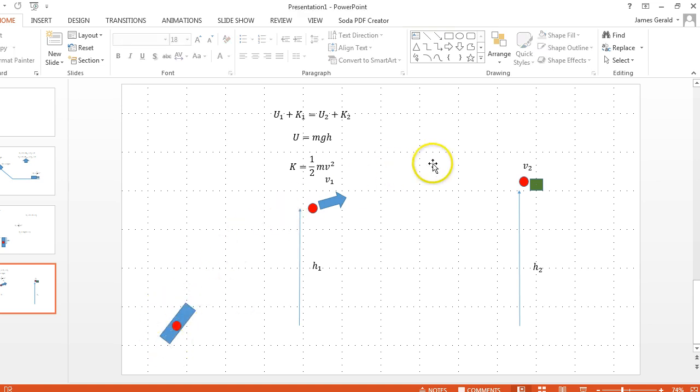All right, when it hits over here, what is the velocity of the projectile at that point? All right, that should get you going on the third one. Good luck.